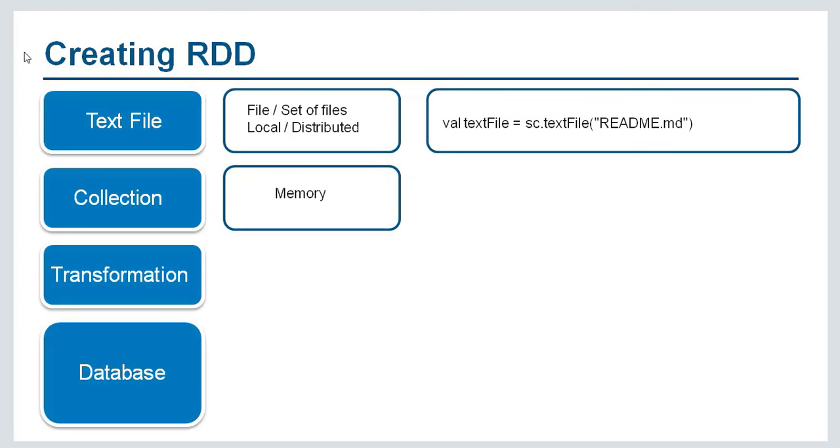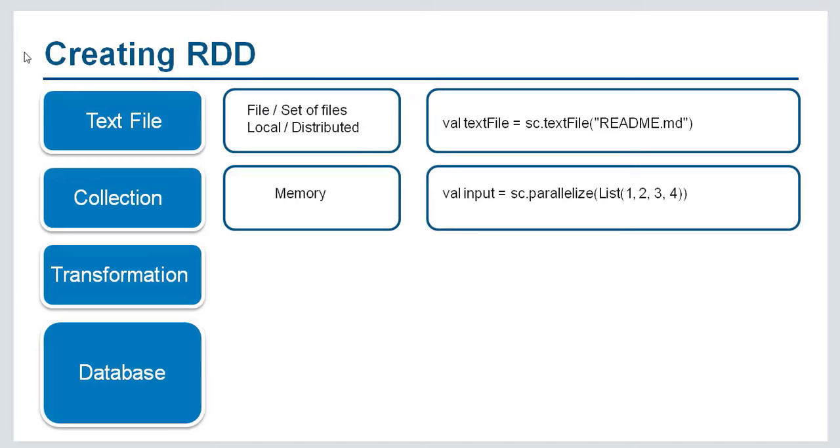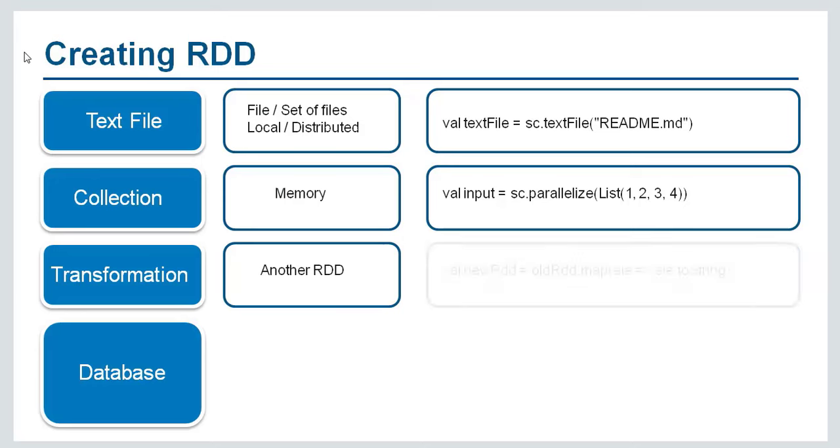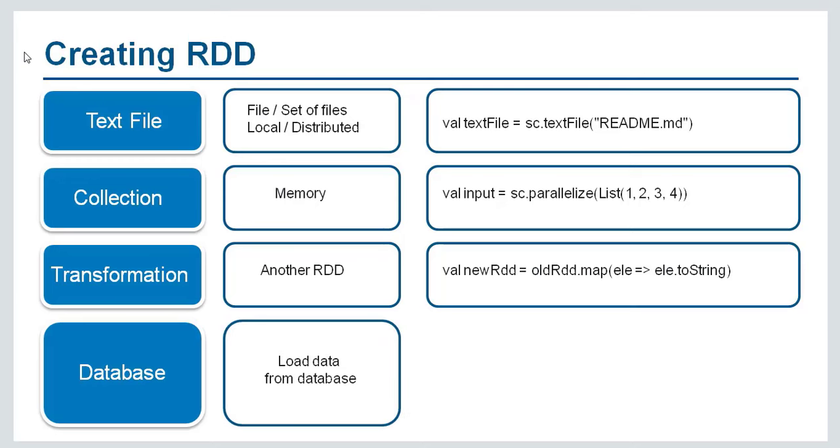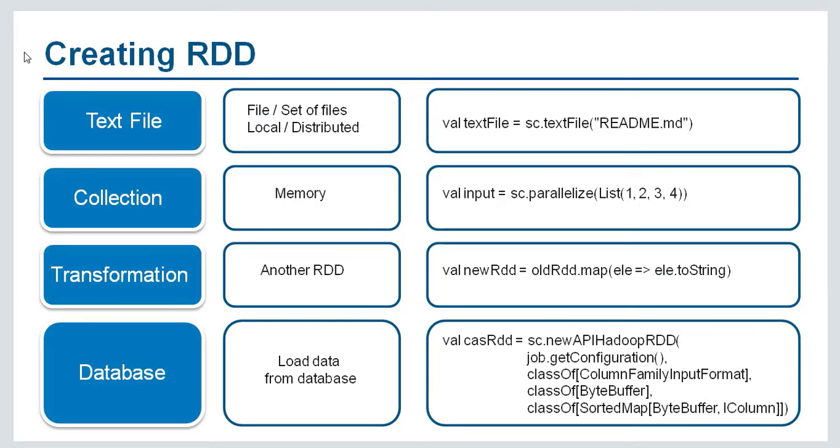SparkContext provides a function textFile which can be used to create an RDD by reading a text file. We can also create an RDD from an in-memory collection. SparkContext provides a function parallelize which can be used for that. We can also create an RDD by calling a transformation on top of an existing RDD. For example, we are calling a map transformation on the old RDD, which in turn returns a new RDD. We can also create an RDD by loading data from a database, for example from a Cassandra table, and it will return an RDD. So these are the ways to create RDDs in Spark.